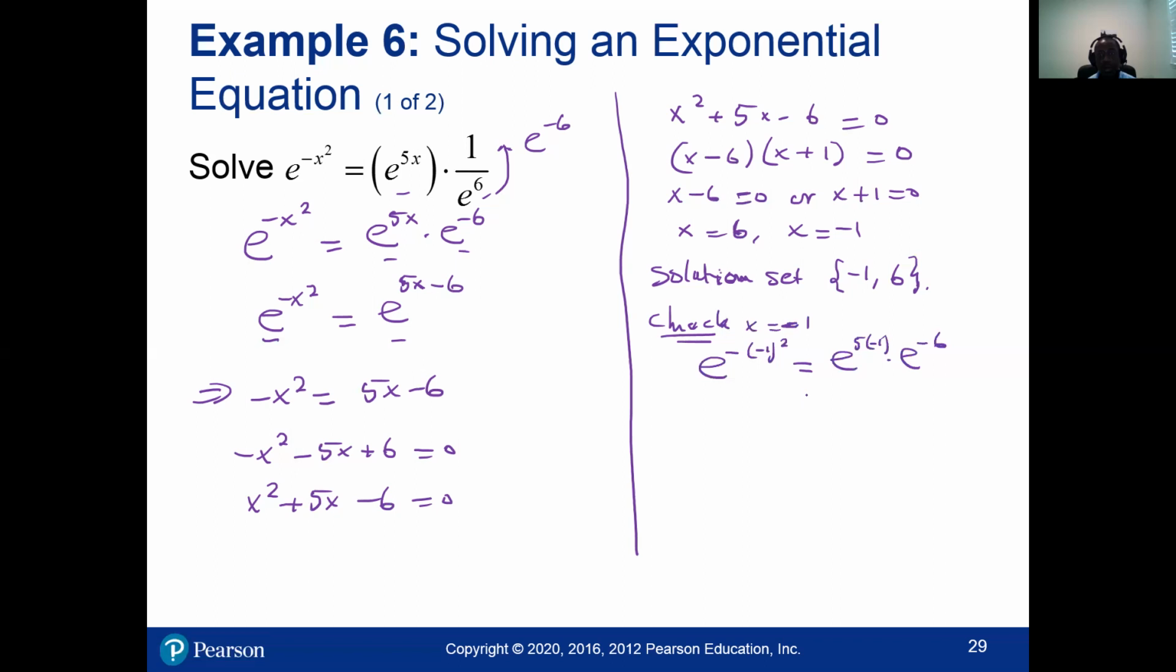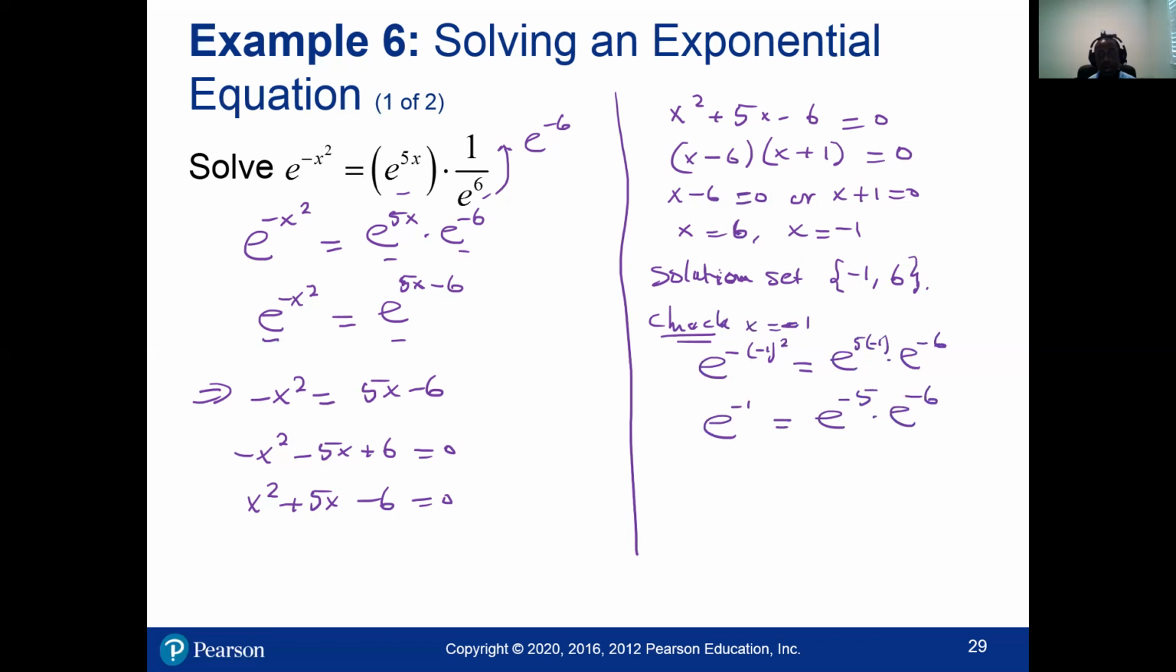All right. So you have for e raised to negative, negative 1. And then you have e raised to what? Negative what? 5 times e raised to what? Negative what? Negative 6. Okay.